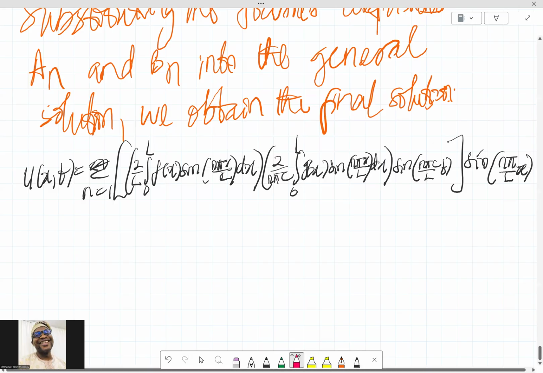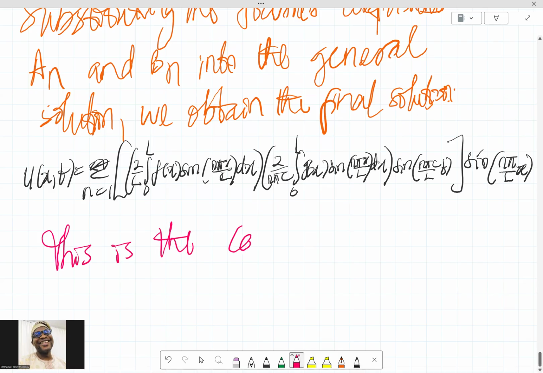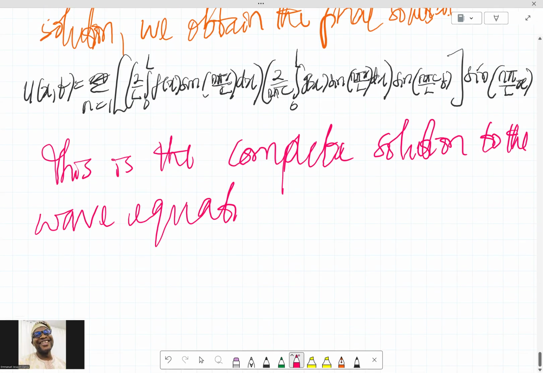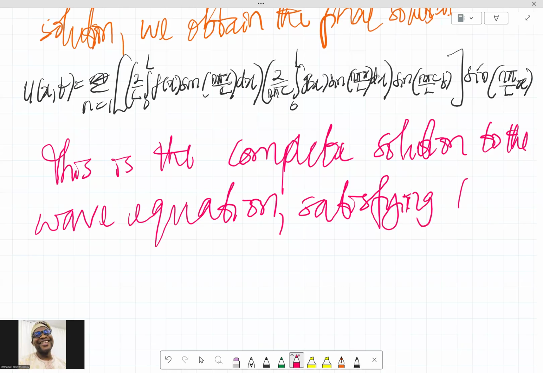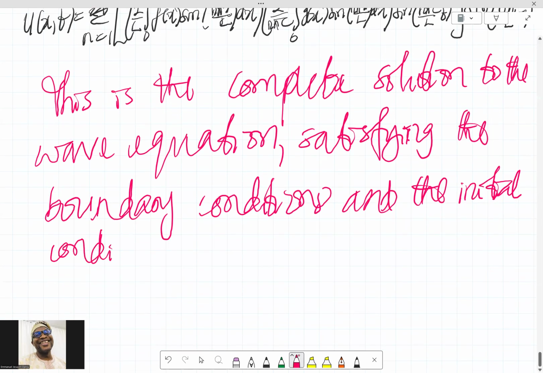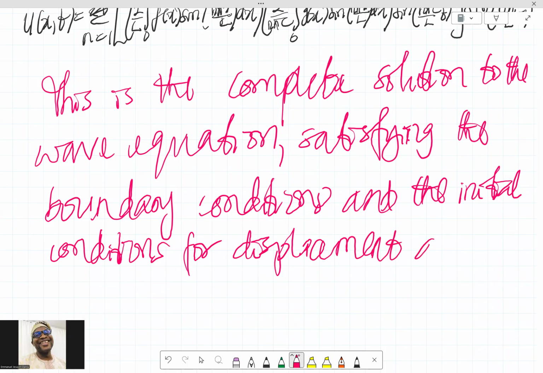So this is the complete solution to the wave equation, satisfying the boundary conditions and the initial conditions for displacement and velocity. Wow, that's a lot.